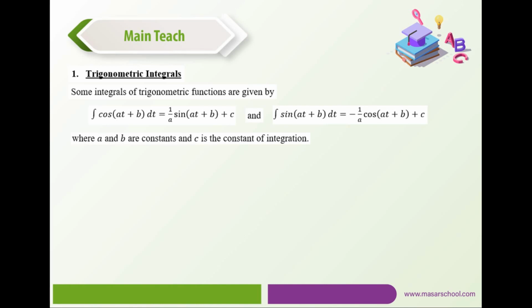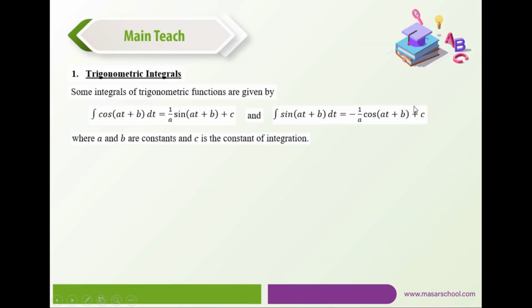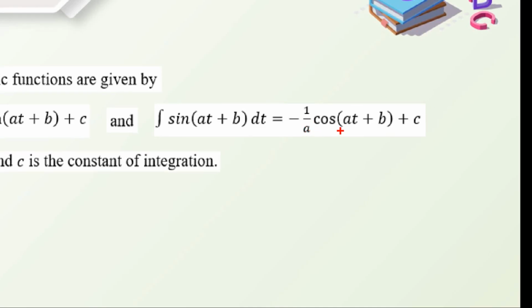And if you remember, in the case of the derivative, we used to multiply by the derivative of the inner function. Here we're dividing by the derivative of the inner function. This is linear, so its derivative is going to be a constant, and here also we're dividing by the derivative of the linear function, which is a constant.